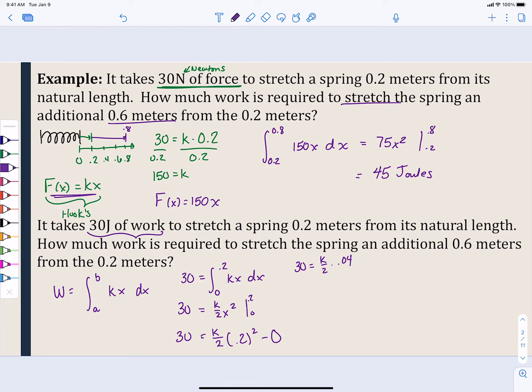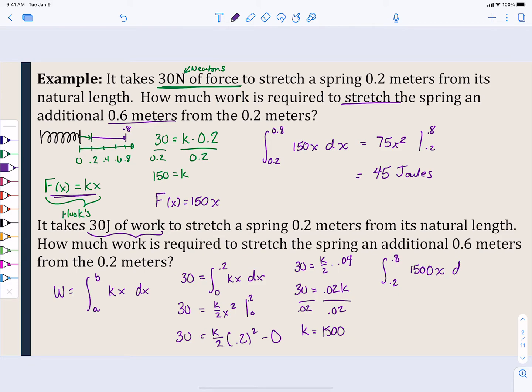And to solve for k, we just need to finish that multiplication there, divide by that 2/100ths, and we get that k in this case is 1,500. So we are going to find a similar integral as we did up above. It's still going to be from 0.2 to 0.8 because we're, again, trying to figure out how much work it is for that additional 0.6 meters.